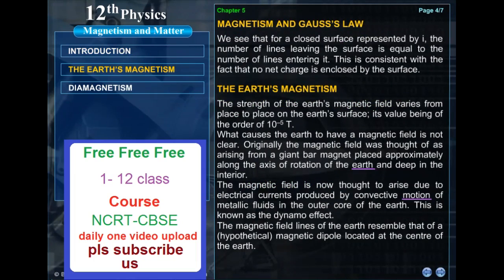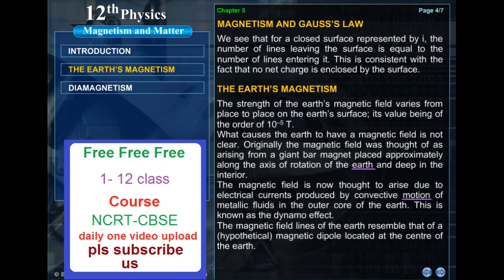Magnetism and Gauss's law. We see that for a closed surface, the number of lines leaving the surface is equal to the number of lines entering it. This is consistent with the fact that no net charge is enclosed by the surface.